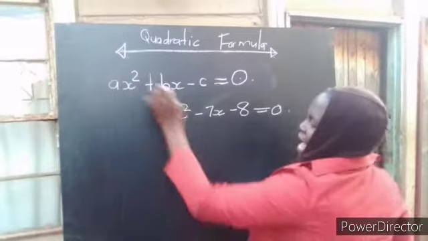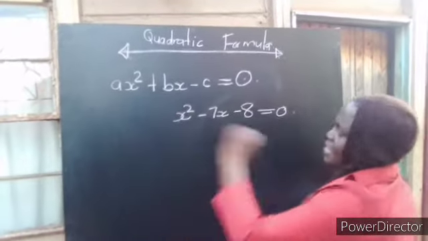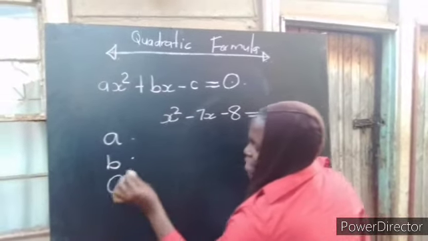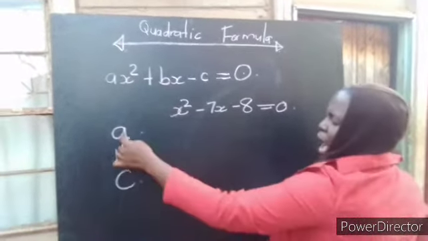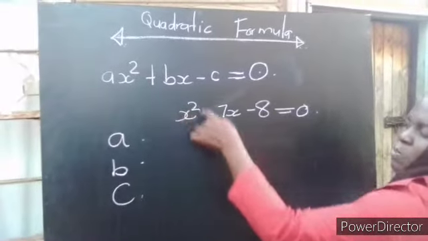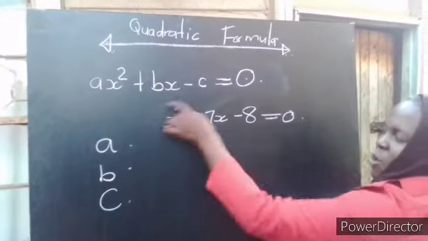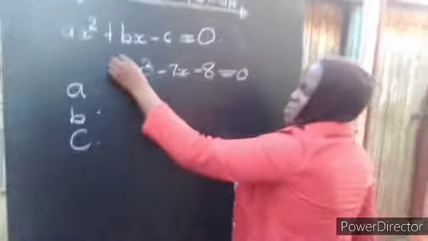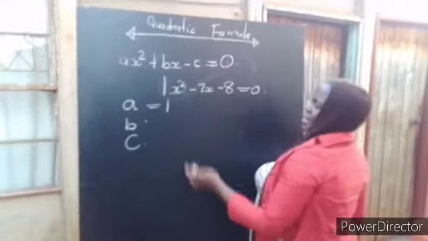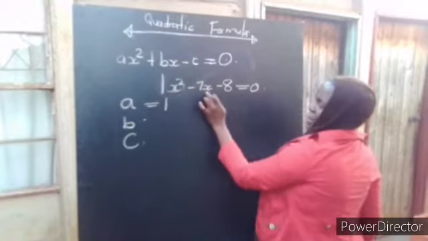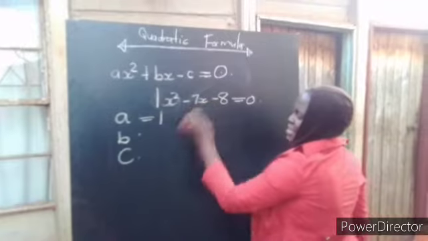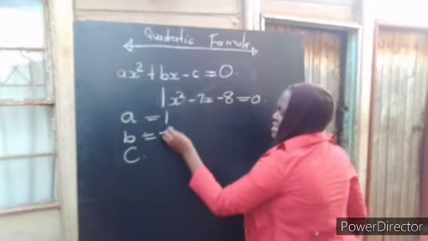Remember we said for the quadratic formula, you should have an a there, you should have a b there, you should also have a c there, right? So our a is the number at x squared. Where it just says x squared, it means there is a 1 there. So our a is equal to 1. Then the value of our b is the number at x. So our b there is a minus 7.